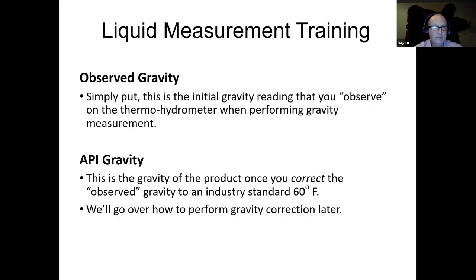Observed gravity. Simply put, this is an initial gravity reading that you observe on the thermohydrometer. Again, I'll demonstrate the thermohydrometer here in a minute. When performing gravity measurement, it will be obvious that the gravity is X on the hydrometer. Then we have to convert that to API gravity at 60 degrees, and from there, we determine the correction factor. So we'll go through that process. Any questions so far? Going too fast?